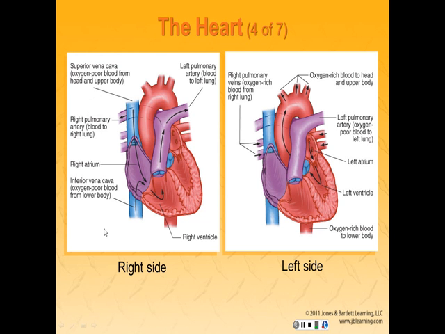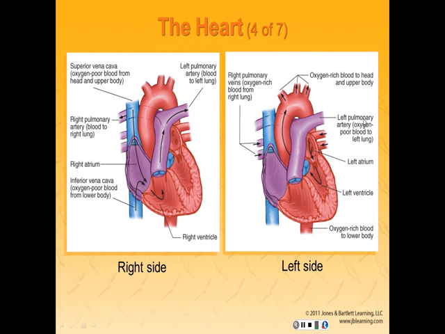So the right side of the heart, superior vena cava, receives oxygen-poor blood from the head and upper body. The inferior also receives it from the lower body. And that blood goes into the right atrium. And from the right atrium, blood then travels out the right pulmonary artery to the right lung and the left pulmonary artery to the left lung. These are the only arteries in the body that carry oxygen-poor blood. The way to remember that: arteries carry blood away from the heart and veins carry blood back to the heart. Then you have your right ventricle. This goes from the right atrium, right ventricle, and then out to the pulmonary arteries.